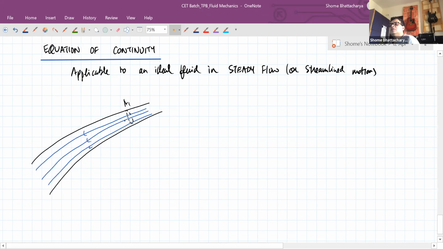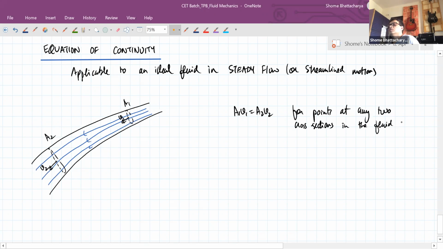So here if the area of cross section is A1 and the fluid elements passing through that cross section have a velocity of flow of V1, whereas here if the area of cross section is A2 and the fluid elements crossing that cross section have instantaneous velocity V2, then A1 V1 will be equal to A2 V2 for points at any two cross sections in the fluid in motion.